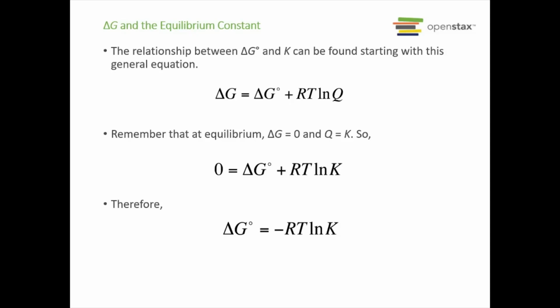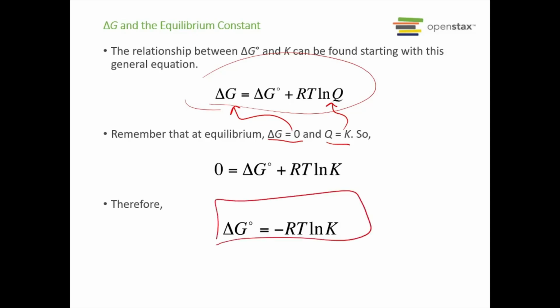So if we are at equilibrium, remember delta G equals 0, and Q is equal to K at equilibrium. So if we take the starting equation and we plug in 0 for delta G and K for Q at equilibrium, then that goes away and we end up with delta G standard is equal to negative RT times the natural log of K. Sorry, not Q, K. So we're talking equilibrium constants. Kind of cool, right? I guess.